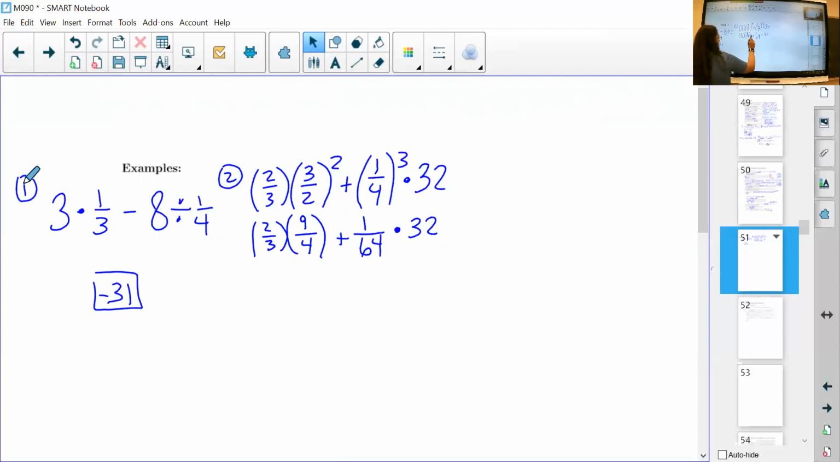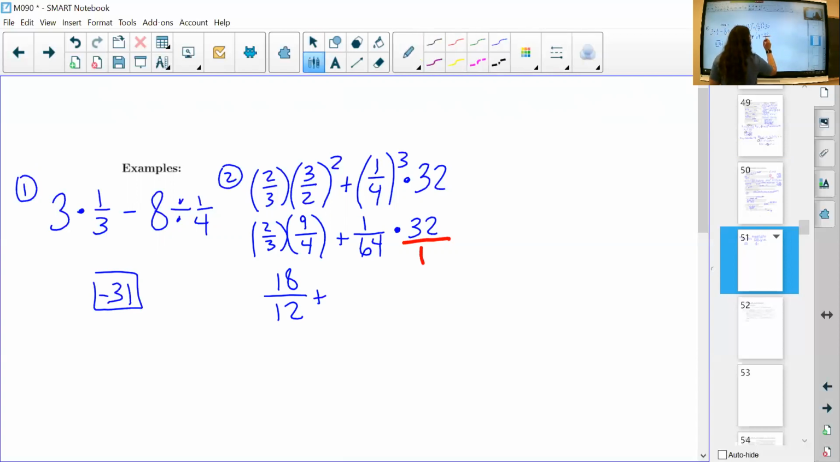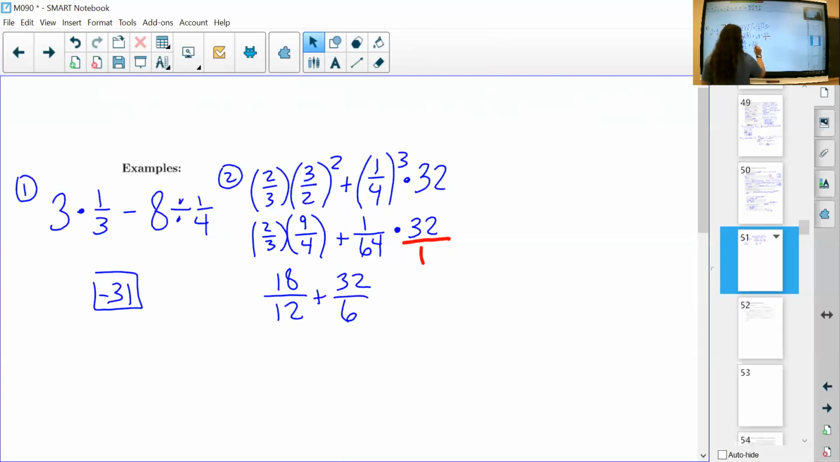Now I have some multiplication and some addition. Which do I do first? Yeah, start with the multiplication, start on the left. I get 18/12. I just multiplied straight across. Could have simplified early, but that's okay. Plus, put that over 1 to make it a fraction. I have 32 over 64.